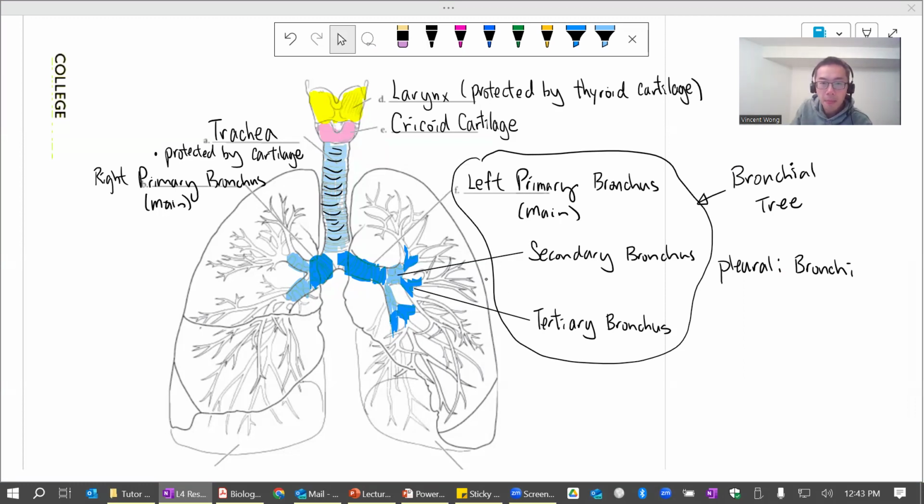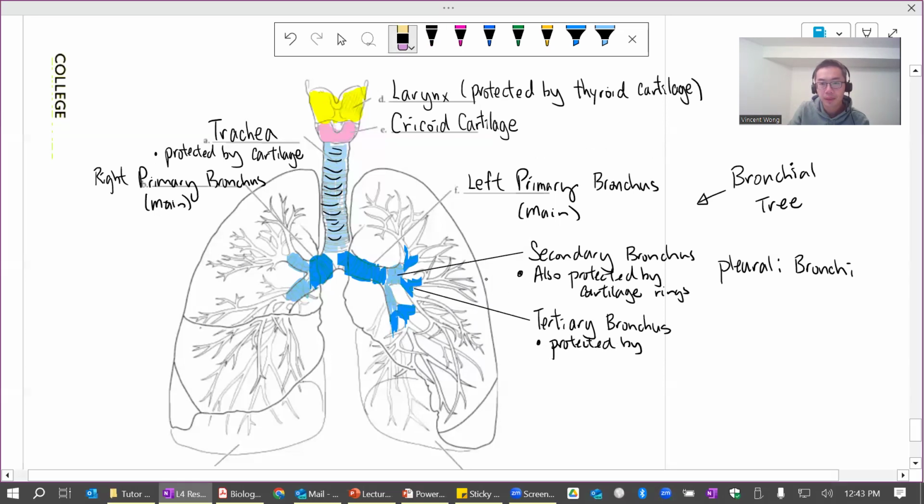Now, the secondary bronchus are also protected by cartilage rings, but this time it's not C-shape anymore. Right? It's like a full ring that goes around because there's nothing behind it, right? But for the tertiary bronchus, it's getting too small to have the entire ring around it. So instead, they are protected by cartilage plates.